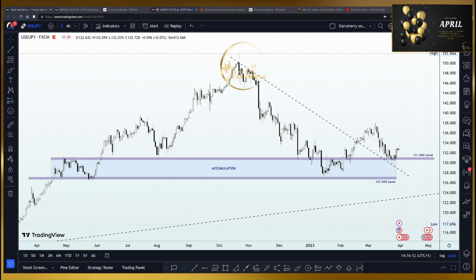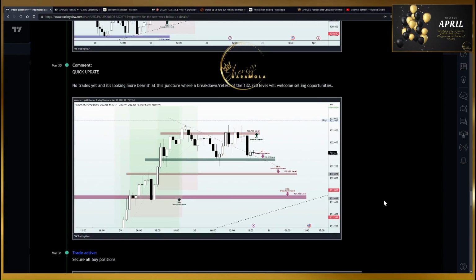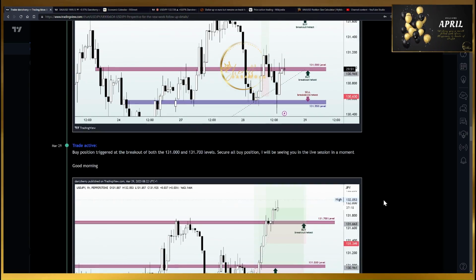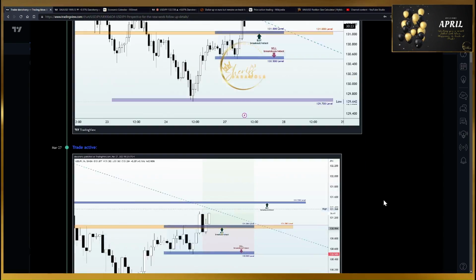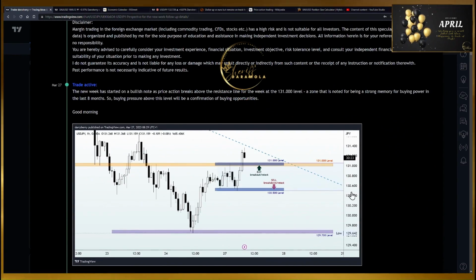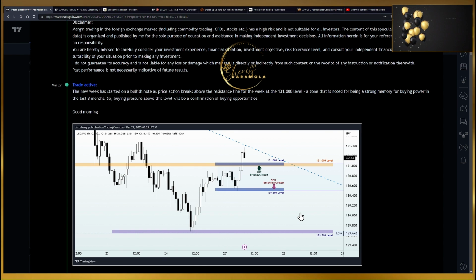And talking about last week's trading session, we saw here how price action started the week. In fact, it started strongly on a bullish note. So we saw here at the beginning of the week where price action was initially consolidating between the 131.00 level and the 130.500 area. And if you recall, during my last video on this pair, I laid emphasis on the importance of the 131.00 level, which happened to be a structure that has a strong memory for buying power, which has lasted over 10 to 11 months.